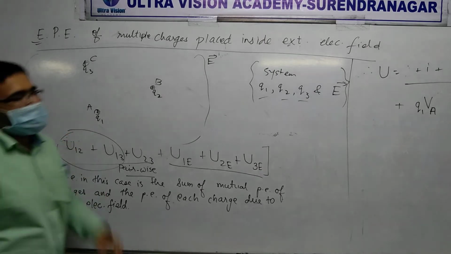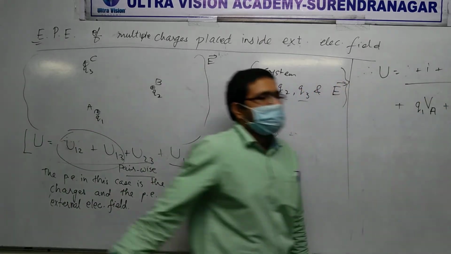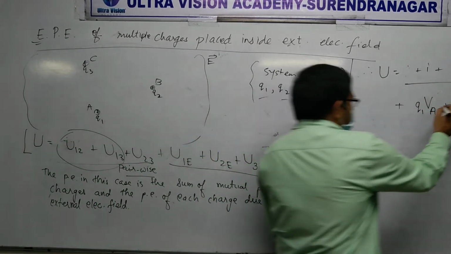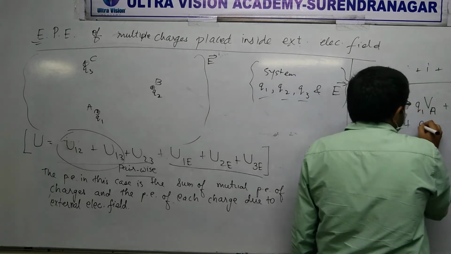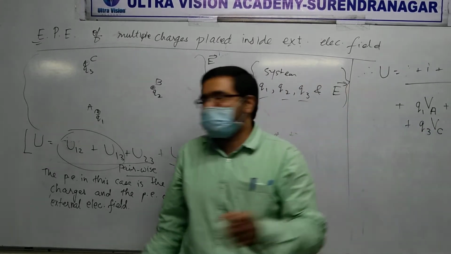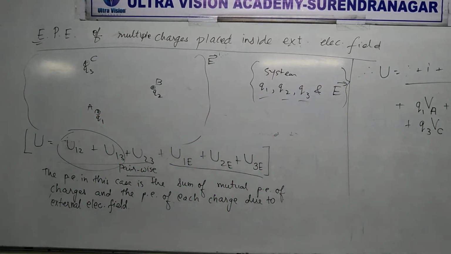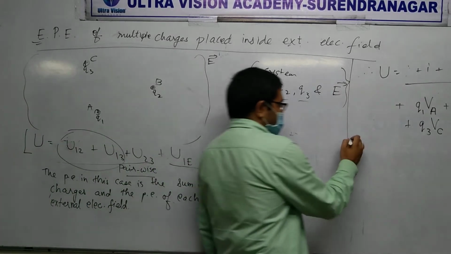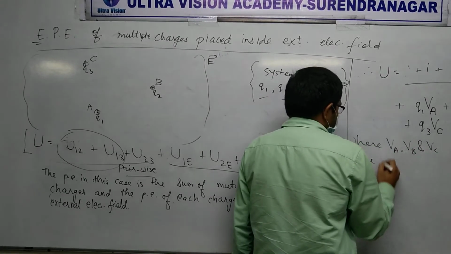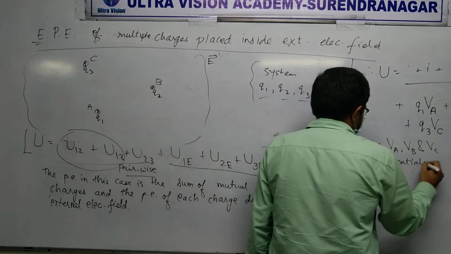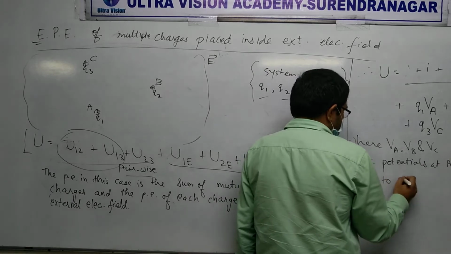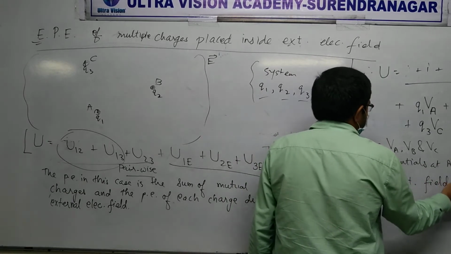Fine. Plus what next? What do you think we should have? U2 VB. Clear or not? Yes. Plus U3 VC. Got that? Again, when you find VB, don't find potential due to other charges. Just find it due to external field. Where VA, VB, and VC are potentials at A, B, and C. Due to what? Due to external field. That's it.